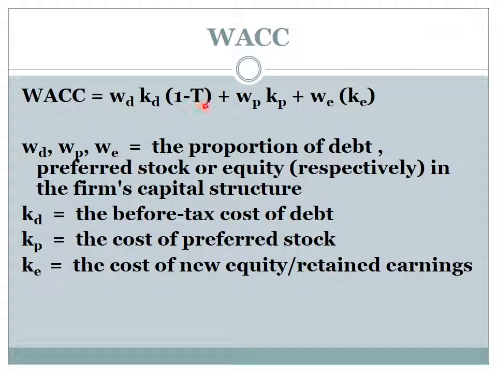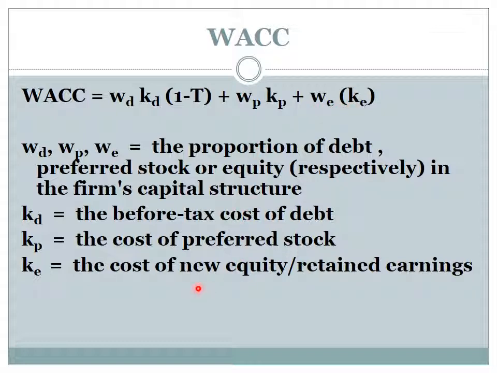So here we're converting your before tax cost of debt to an after tax cost of debt. We're considering the fact that that interest is tax deductible, and it makes the cost of debt cheaper. So that's 1 minus the tax rate there. Plus the weight of preferred stock, if you have preferred stock in the capital structure, times the cost of preferred stock, and then plus the weight of equity times the cost of equity.